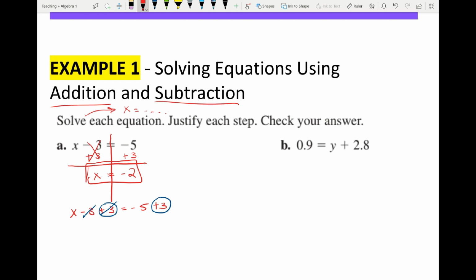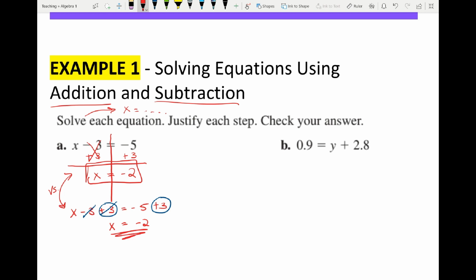So let me switch back to red. And we have x equals, once again, negative 5 plus 3. If you put that right in your calculator that way, you get negative 2 as well. They gave you the same exact solution. So it's your choice, this one or that one.